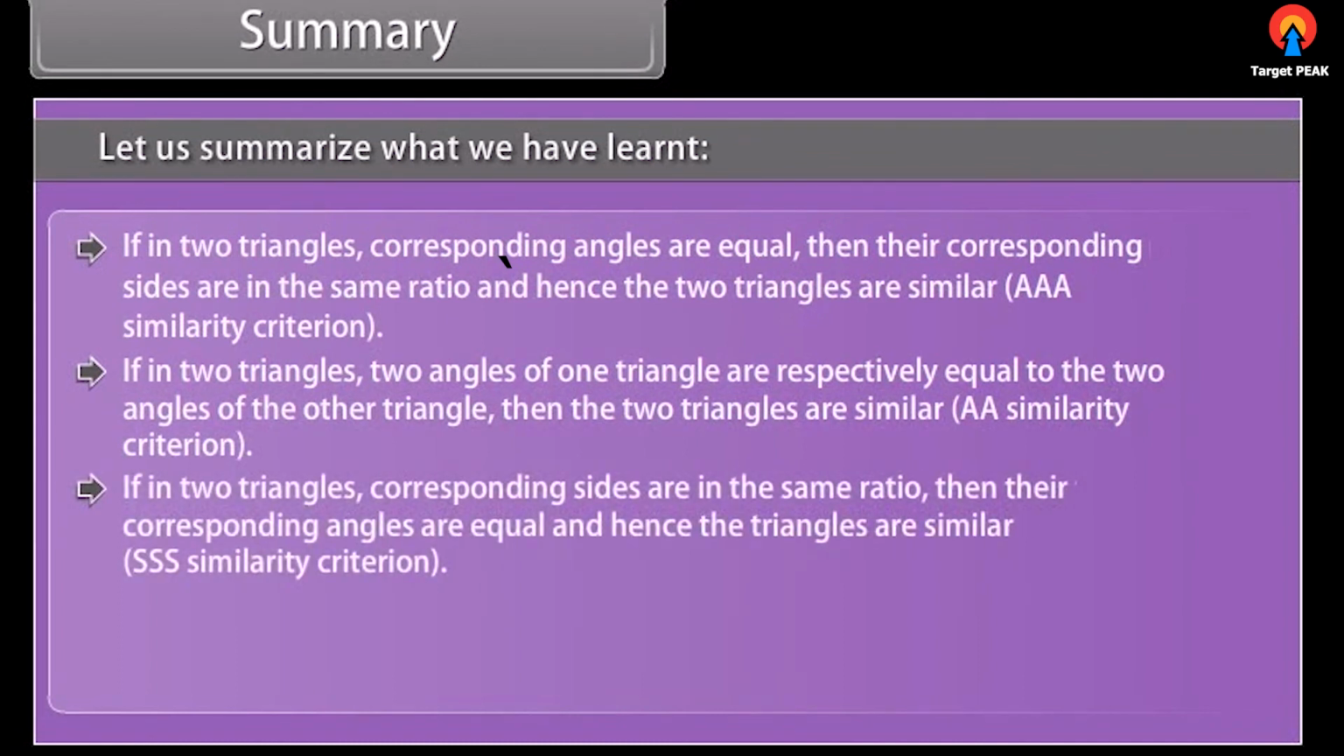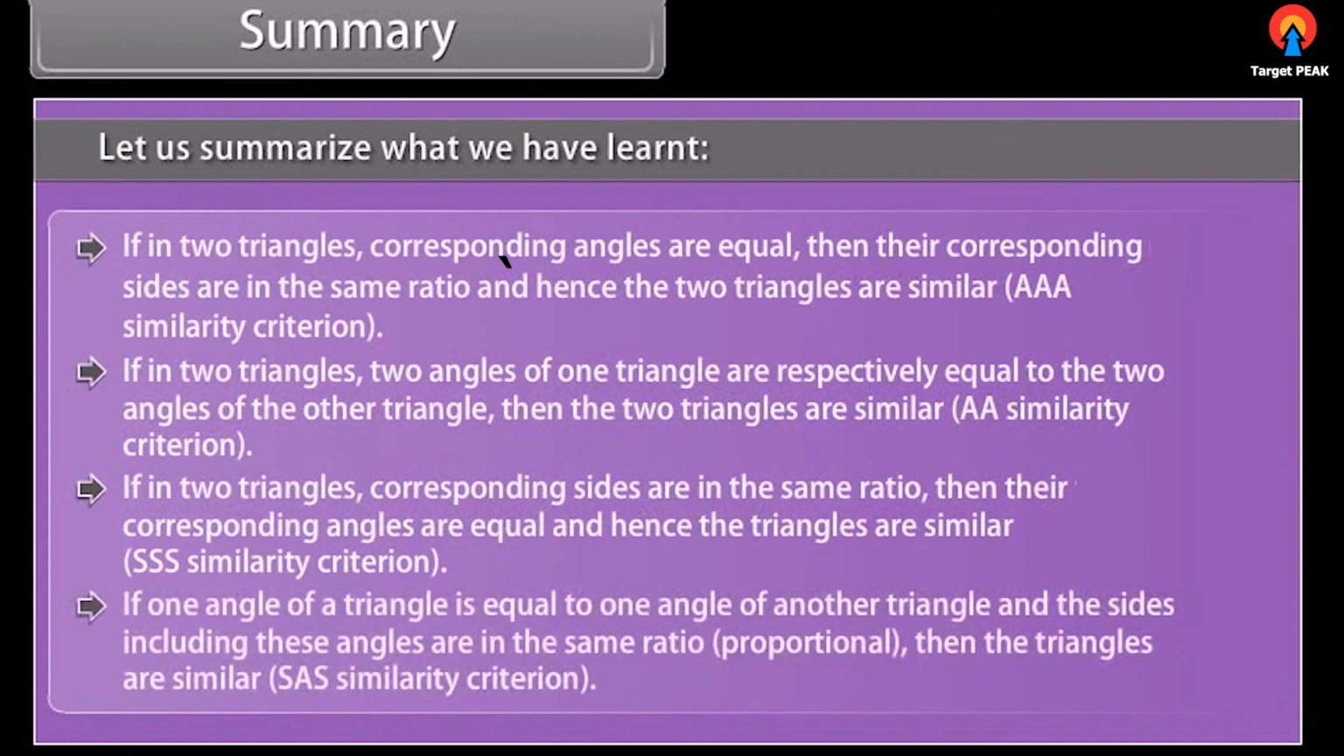If in two triangles, corresponding sides are in the same ratio, then their corresponding angles are equal, and hence the triangles are similar, SSS similarity criterion. If one angle of a triangle is equal to one angle of another triangle, and the sides including these angles are in the same ratio, proportional, then the triangles are similar, SAS similarity criterion.